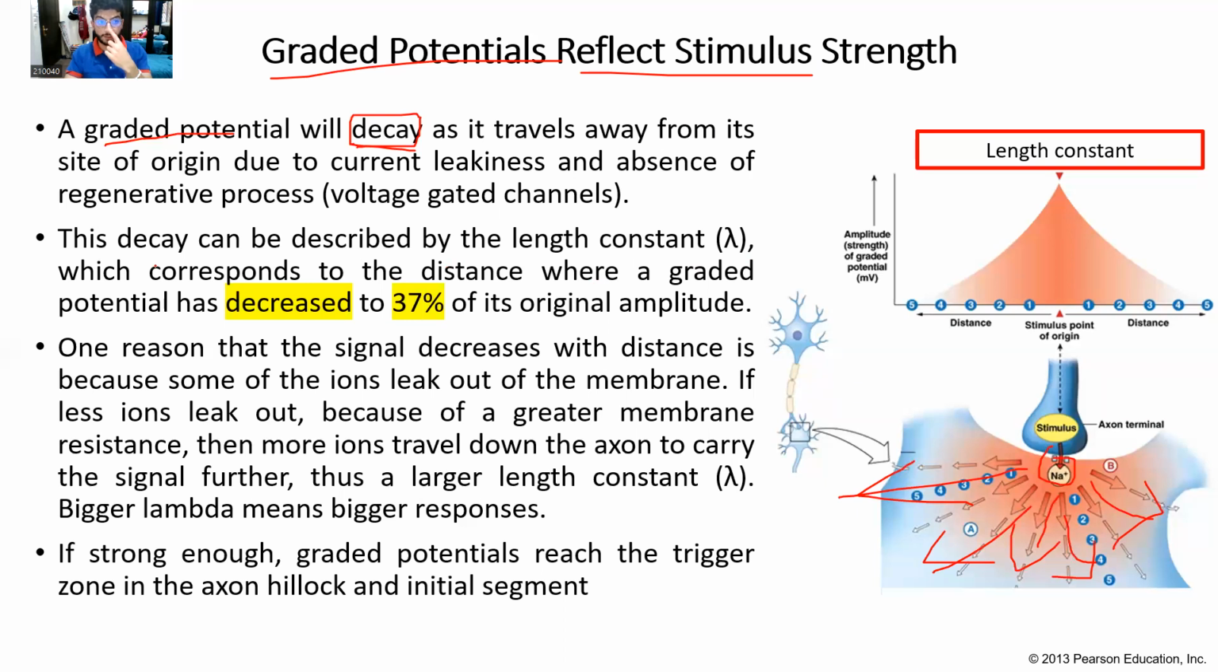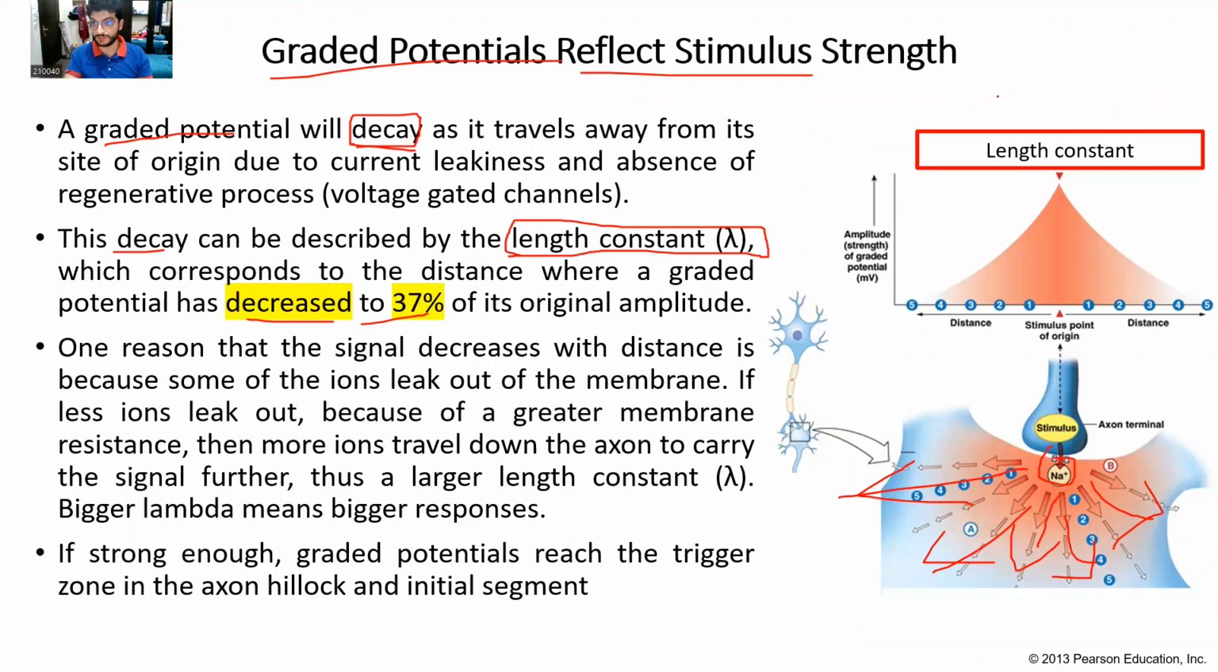This decay can be numerically described. We can put it in the form of a variable known as the length constant. Now, I want to clarify the length constant. Over here, it says that the length constant is the distance at which the graded potential has decreased by 37% of its original amount. Cool. But now I want to explain it just a little bit further.